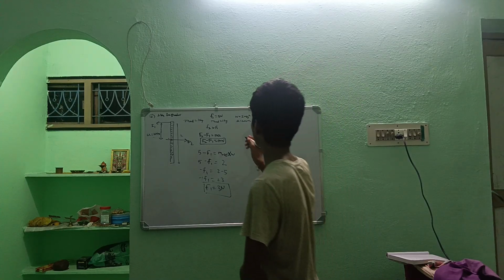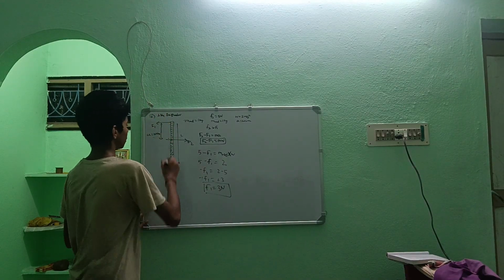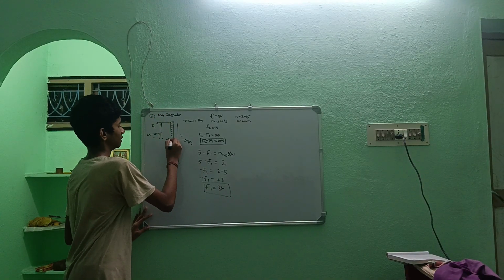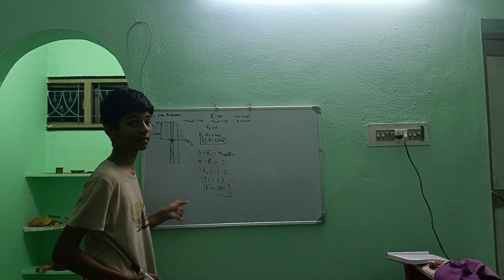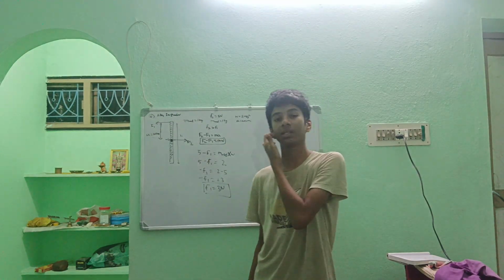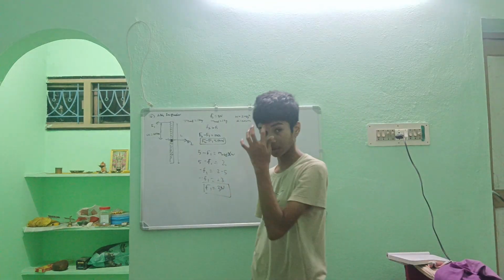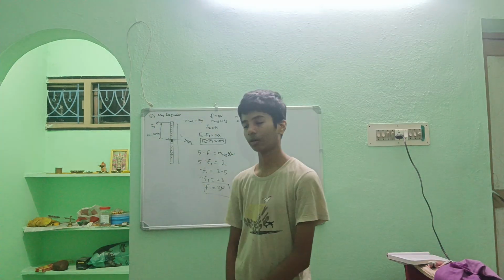Next step, F1 into d. What is the distance? The center of the rod, or center of mass. Do you remember center of mass? You need to study center of mass. It is a very important chapter and the easiest chapter in mechanics, right? Okay.